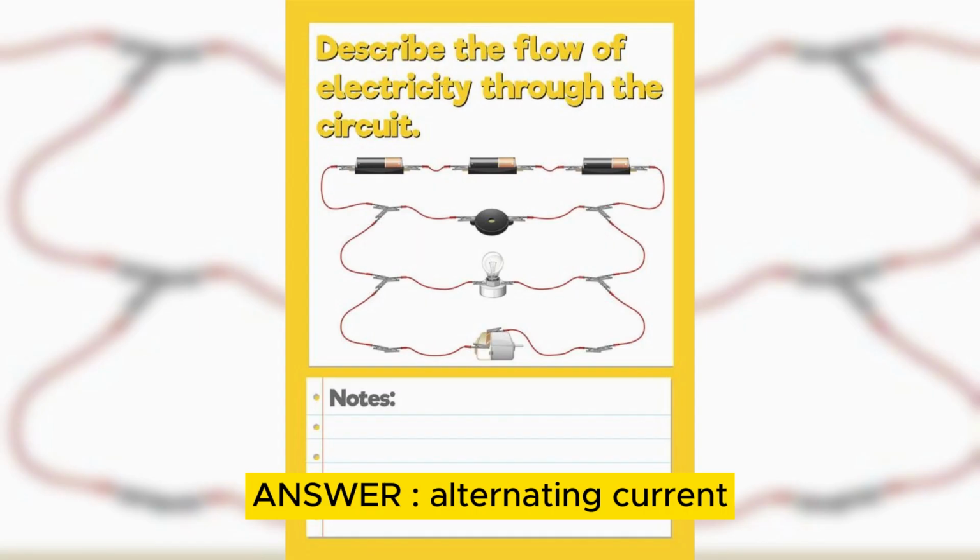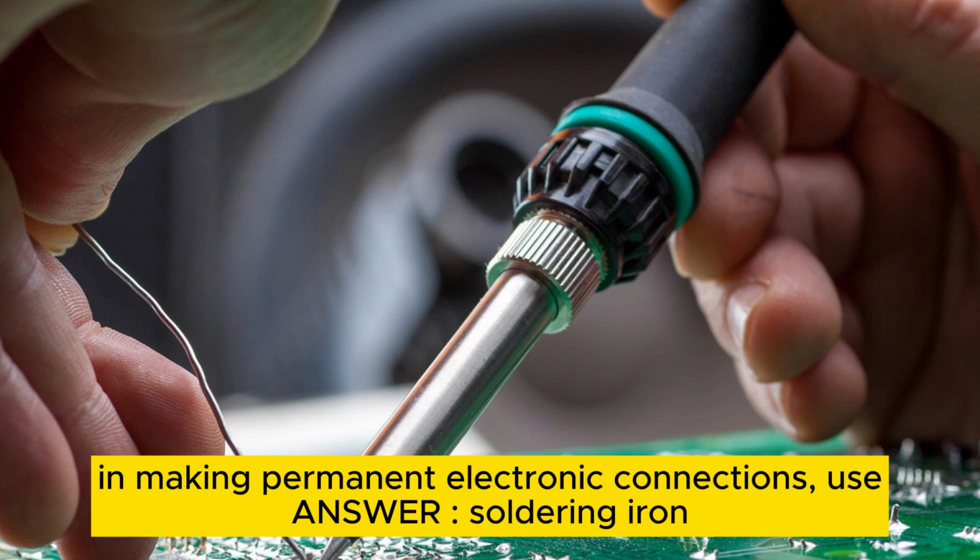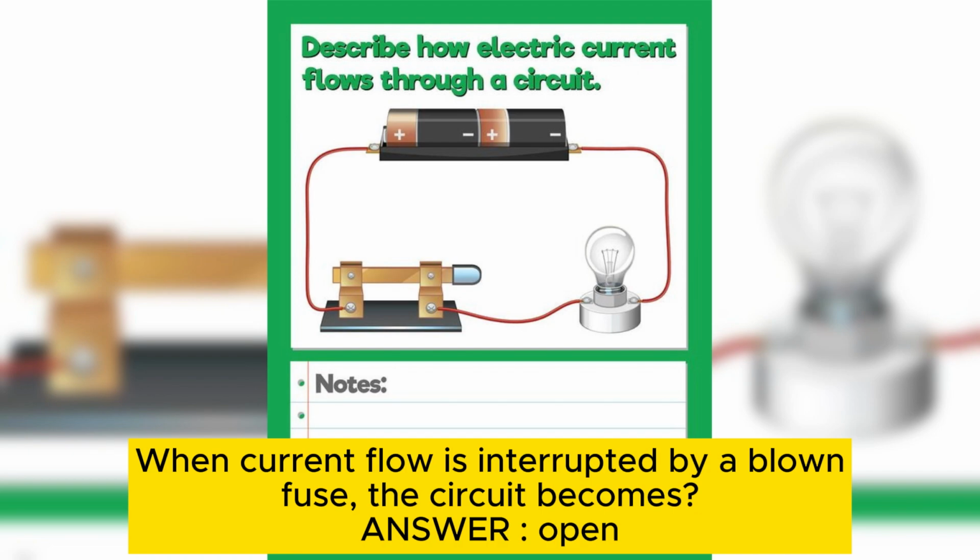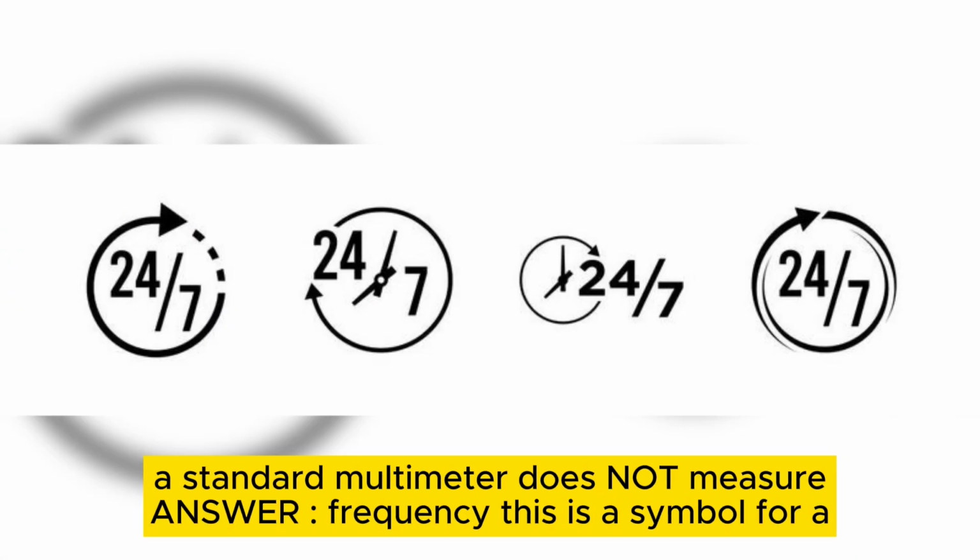Answer: alternating current. In making permanent electronic connections, use. Answer: soldering iron. When current flow is interrupted by a blown fuse, the circuit becomes, answer, open. A standard multimeter does not measure, answer, frequency. This is a symbol for a.